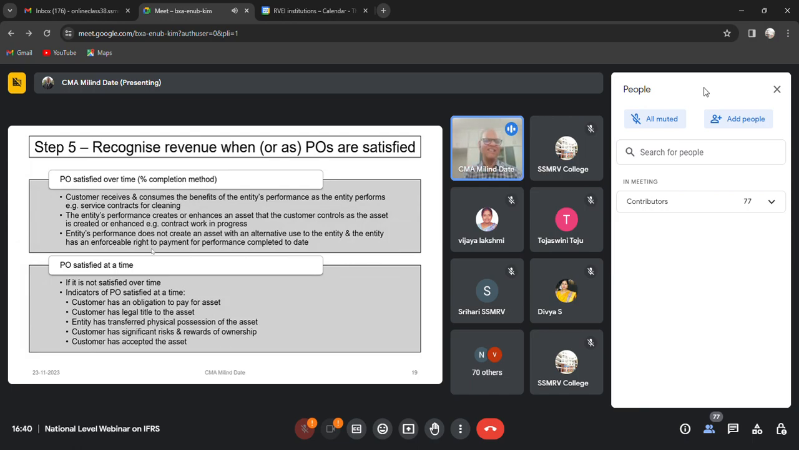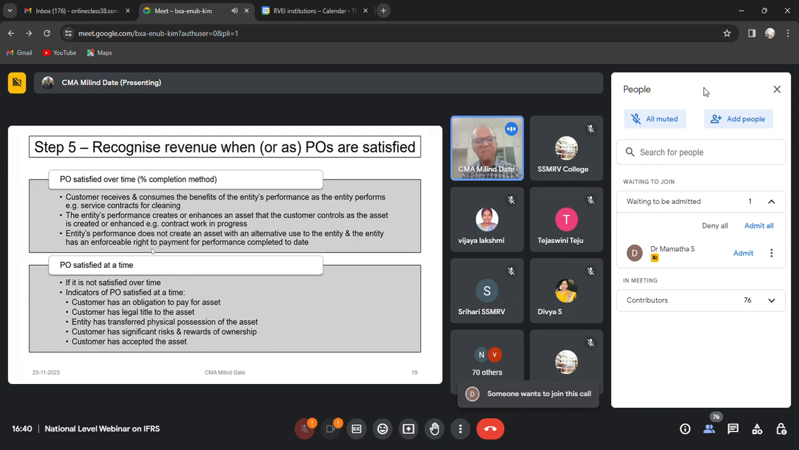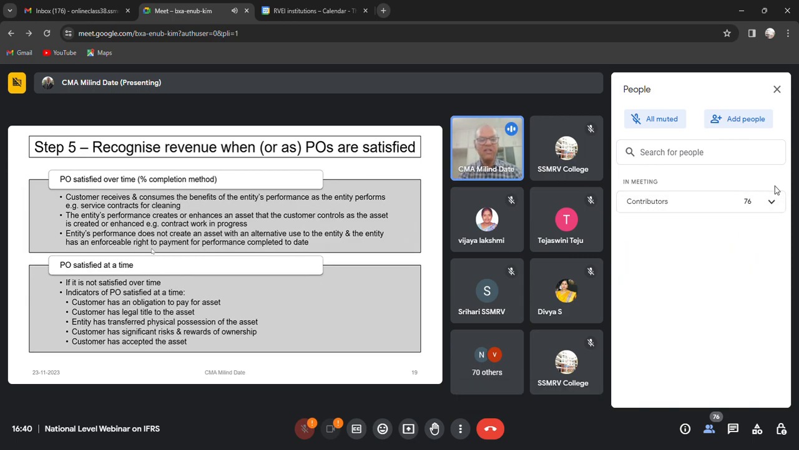So when to recognize revenue will depend on when the performance obligation is fulfilled. If it is fulfilled at a point in time, recognize at that time, provided certain conditions are met, of course. If it is satisfied over a period of time, use the percentage completion method. The housing units, for example, percentage completion method. Construction sites, percentage completion method. Project companies especially.